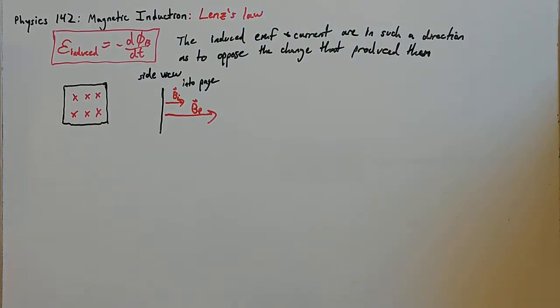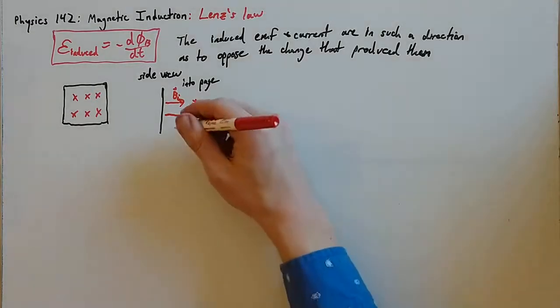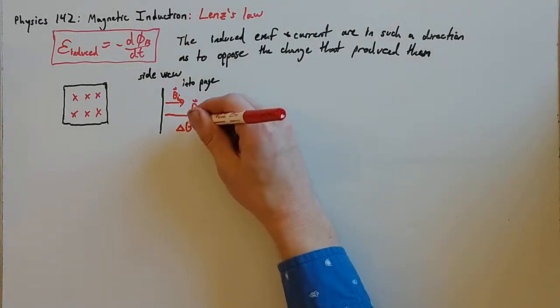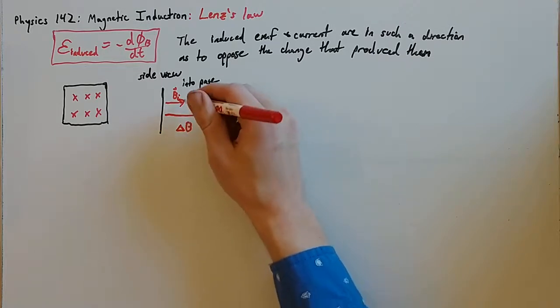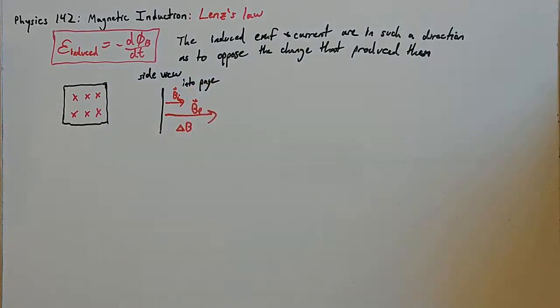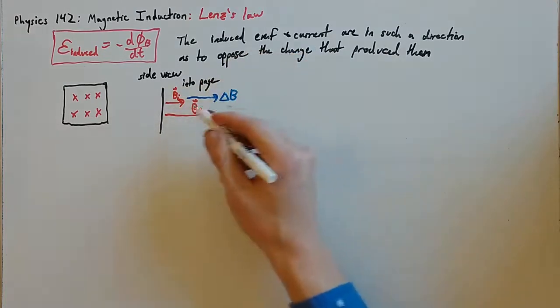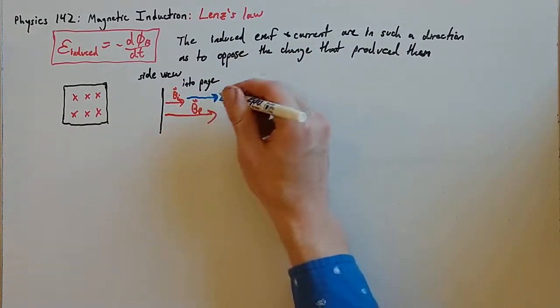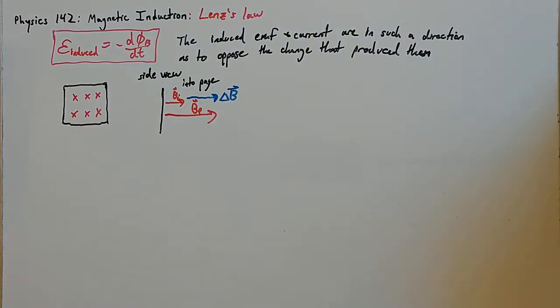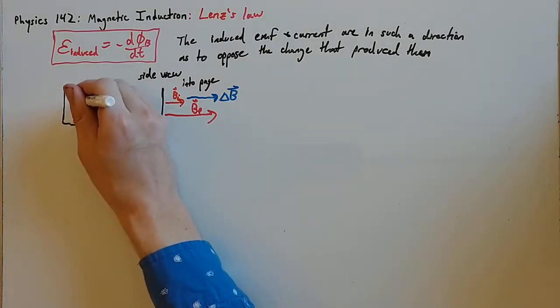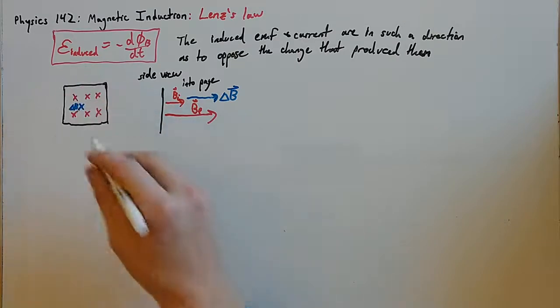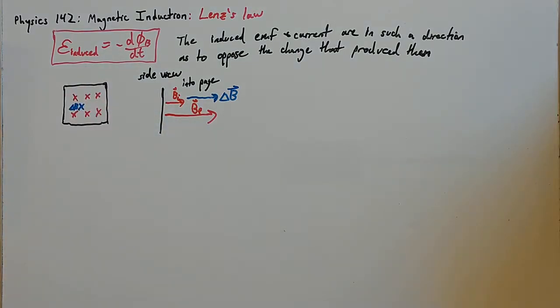If I was interested in delta B, what direction would delta B be? Delta B is the difference between those. Maybe I'll do that in a different color just to make it really clear. So this is delta B. It's the difference between them, and delta B is clearly to the right here. Delta B is into the page in this direction. So if I was to draw in delta B here, delta B would be into the page as well if I'm making the magnetic field stronger.